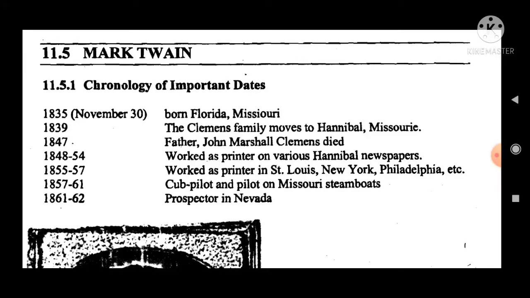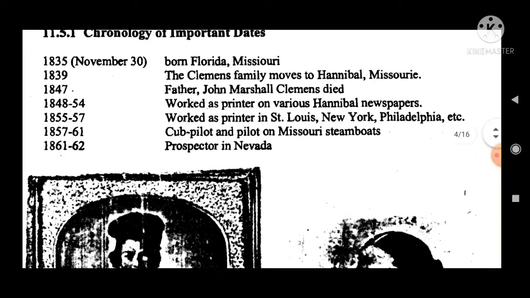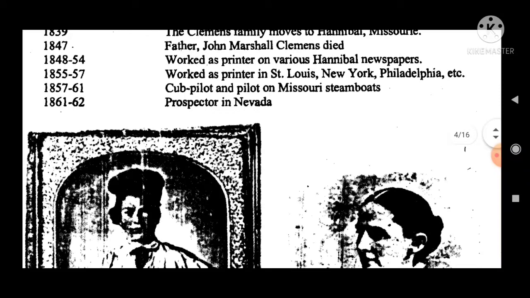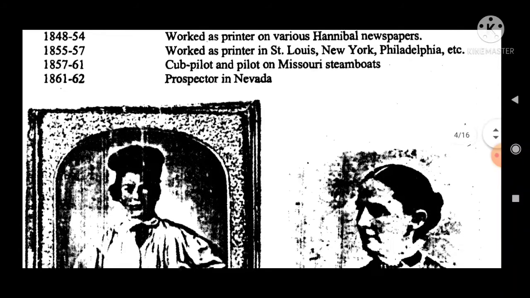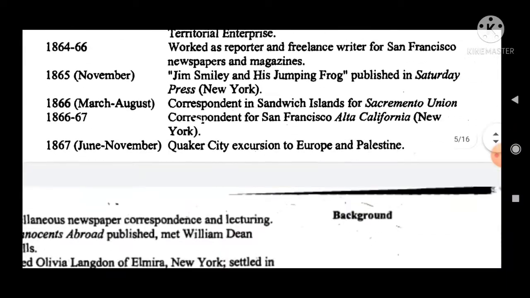1839, the Clemens family moves to Hannibal, Missouri. 1847, father John Marshall Clemens died. 1848 to 54, worked as printer on various Hannibal newspapers. 1855 to 57, worked as printer in St. Louis, New York, Philadelphia, etc. 1857 to 61, cub pilot and pilot on Missouri steamboats. Then 1861 to 62, prospector in Nevada.